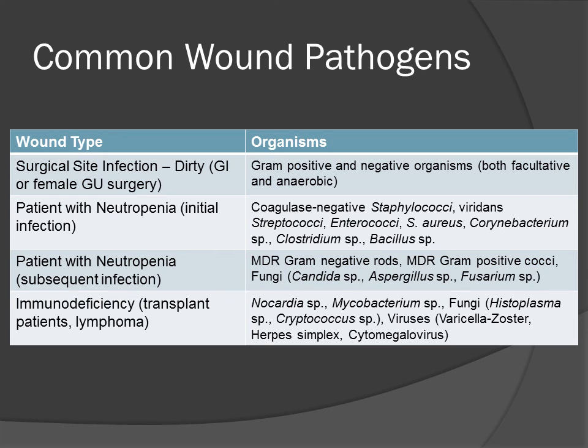If you have a patient with an immunodeficiency, so a transplant patient or someone with lymphoma, you're going to be looking at some fastidious organisms. You're going to be looking at some slow growers. You're going to have an increased risk of fungemia, and then also some viruses can be implicated as well.